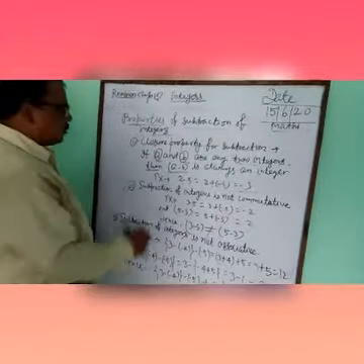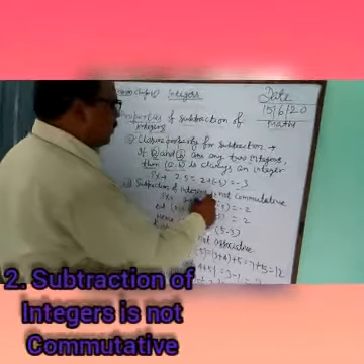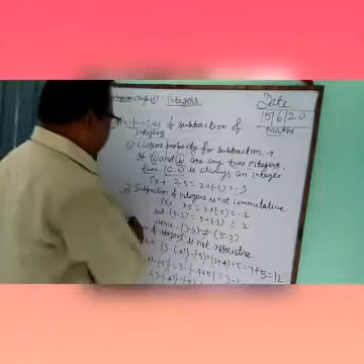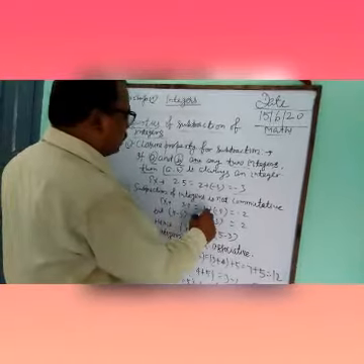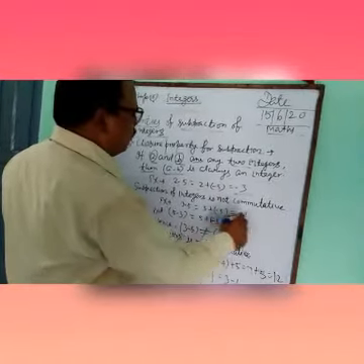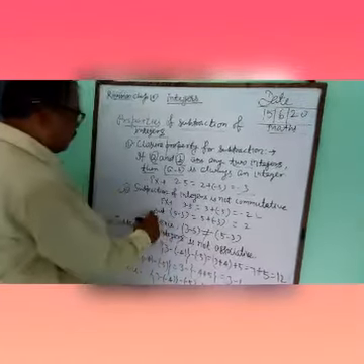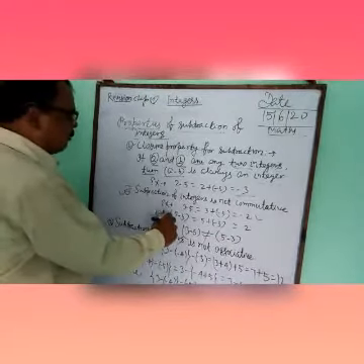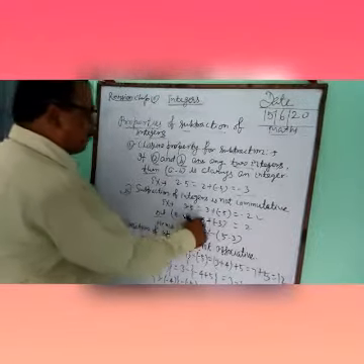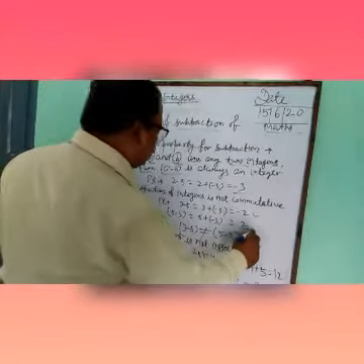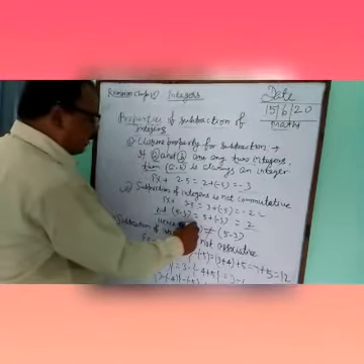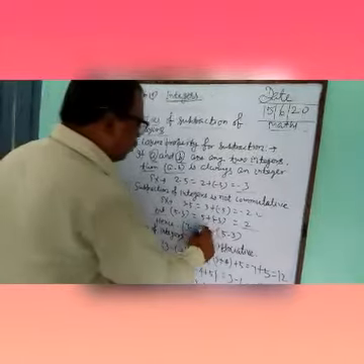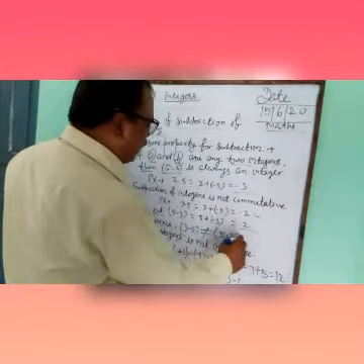Second, subtraction of integers is not commutative. Example, 3 minus 5 is equal to 3 plus (-5) is equal to -2. But 5 minus 3 is equal to 5 plus (-3) is equal to 2. Hence, 3 minus 5 does not equal 5 minus 3.